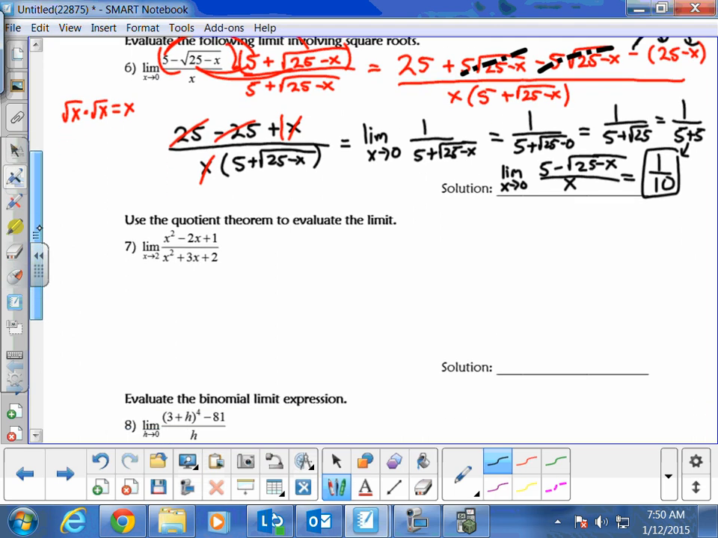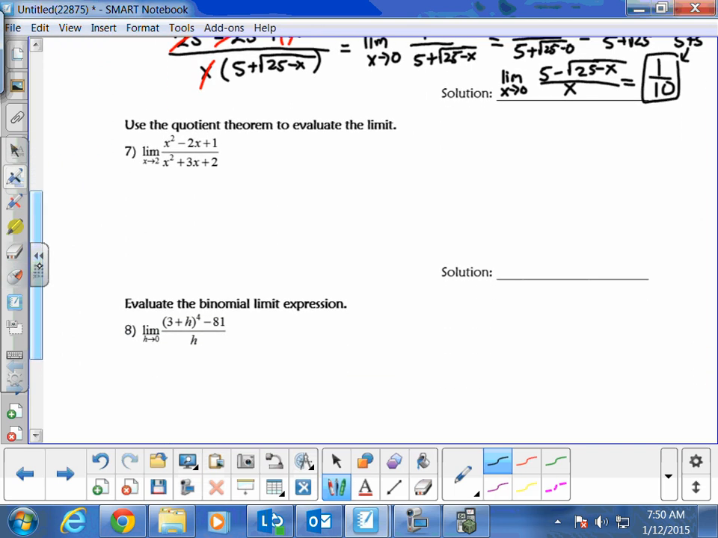Now this one says use the quotient theorem to evaluate the limit. The quotient theorem just means we can take the limit as x approaches 2 and take the numerator separate from the denominator in the evaluation. So that's all we had to do.